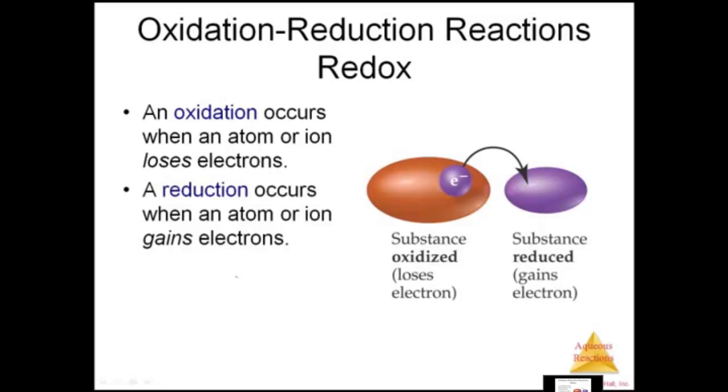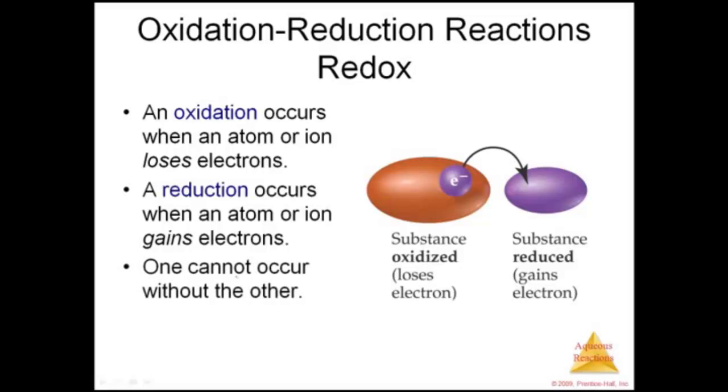Oxidation occurs when an ion loses electrons, and reduction occurs when an atom or ion gains electrons. So remember, Leo the lion says grr: loss of electrons is oxidation, gain of electrons is reduction. Okay? They always occur together. If one substance is oxidized because it's losing electrons, it's giving its electrons to somebody else who's going to be reduced. We've always got to have one with the other.